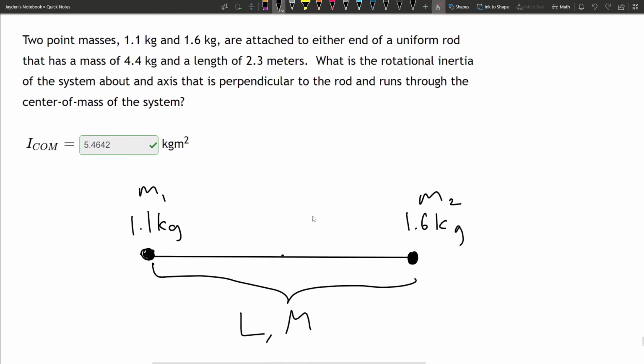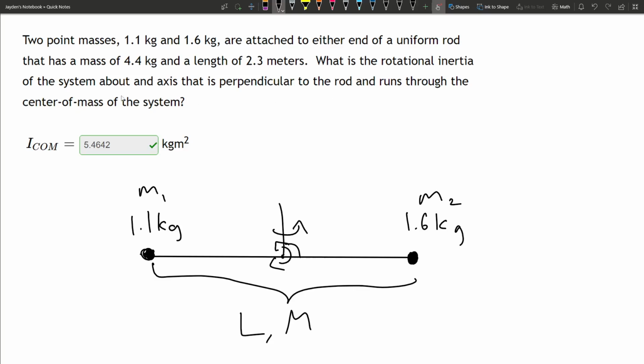Okay, so now that we got the image, we just need to find the rotational inertia of the system about an axis that is perpendicular to the rod. So if this is the rod, the axis is going to be perpendicular to it, and it can rotate in either this direction, or if it's coming towards you, in this or this direction.